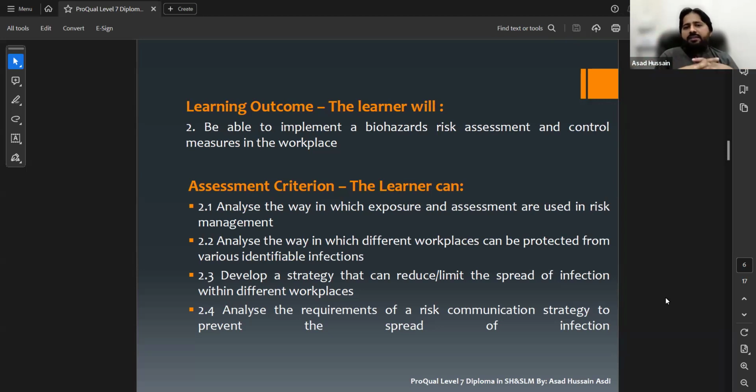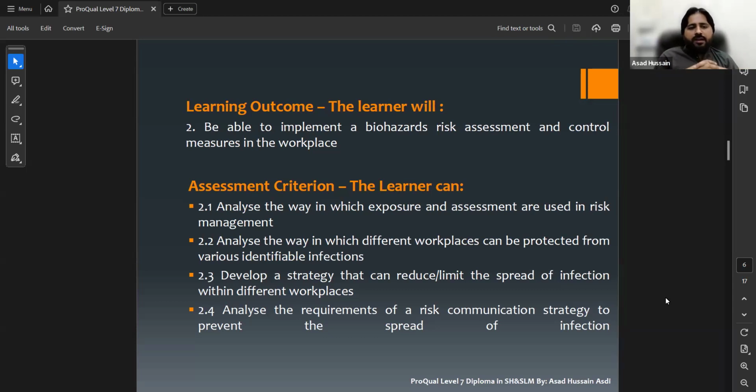And when it comes to evidence, it will be what type of infection controls you have applied in your organization. Definitely there will be some control points and some action points. How you are controlling that, you should have a plan. So you have to provide a copy of that as evidence to support this 2.2 assessment criterion.